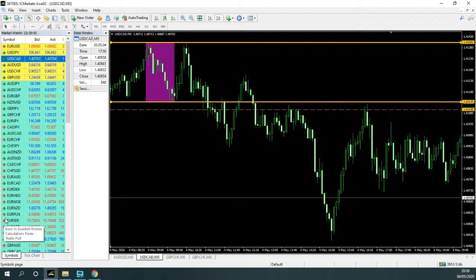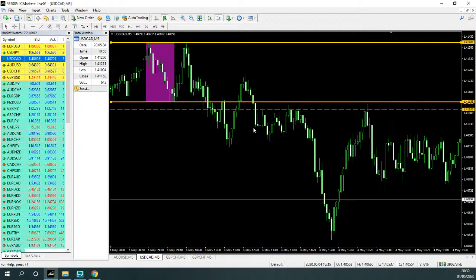Yes, this has gone to TP2. As you can see, this has reached TP2 of 54 pips. TP1 is 27 pips. TP2 is 54. So it has hit TP1 and TP2.